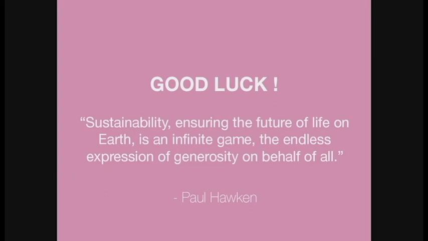So I wish you good luck, folks. Remember, sustainability is ensuring the future of life on Earth. It's an infinite game, the endless expression of generosity on the behalf of all. It's a beautiful quote which I leave you with.